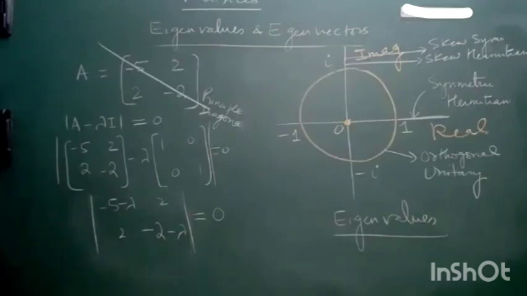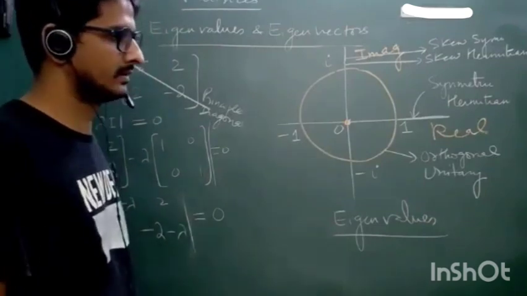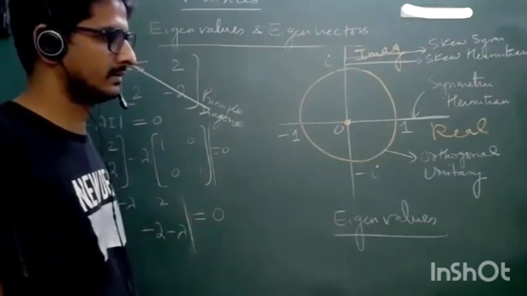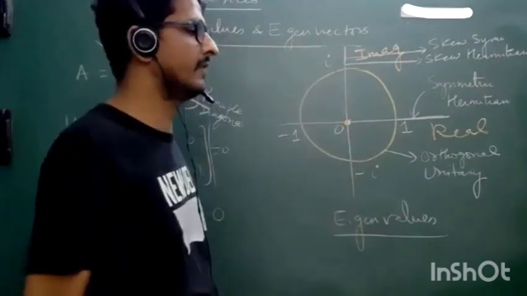Yes, sir. Sir, the last step. Hmm? Please repeat the last line. Sir, whose value lies either on imaginary or zero. Acha, you tell me. I have marked.